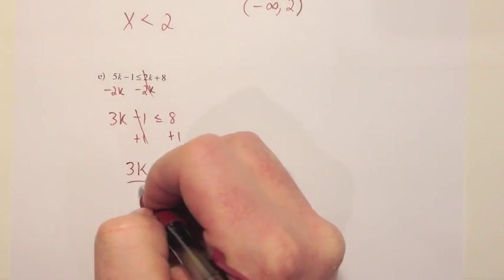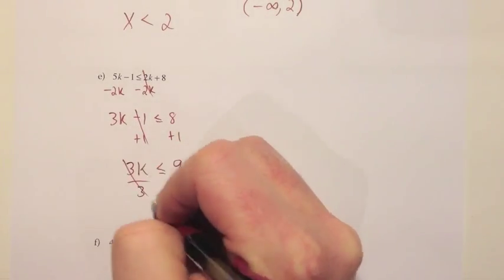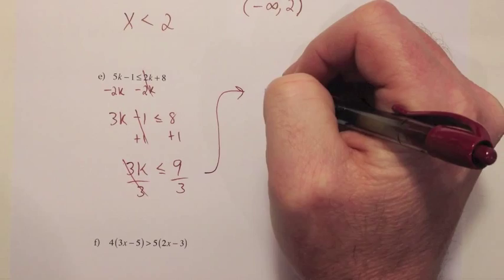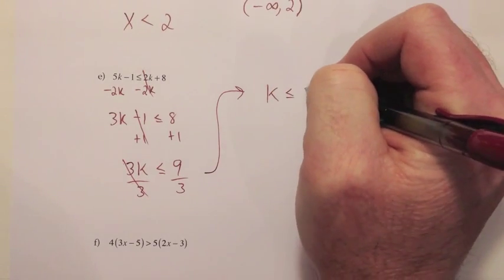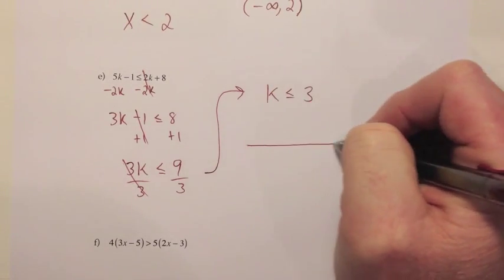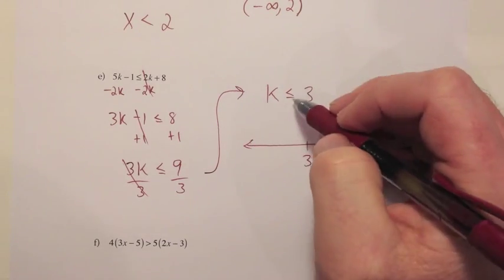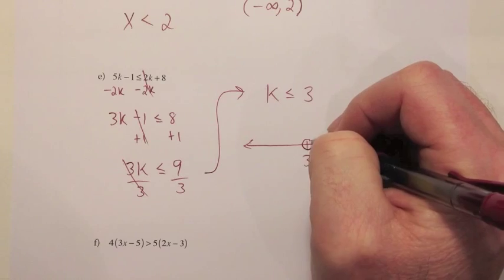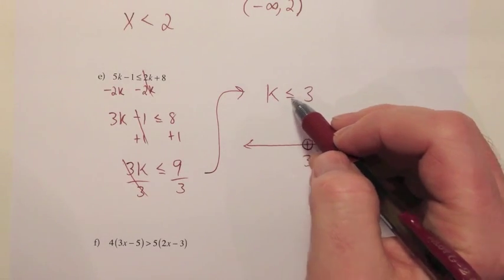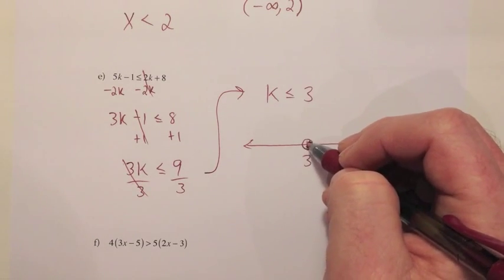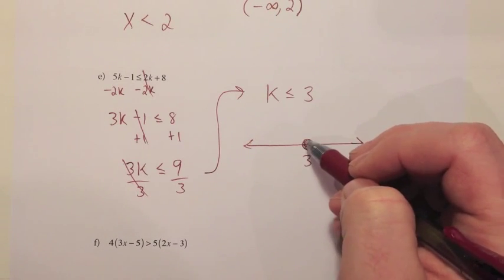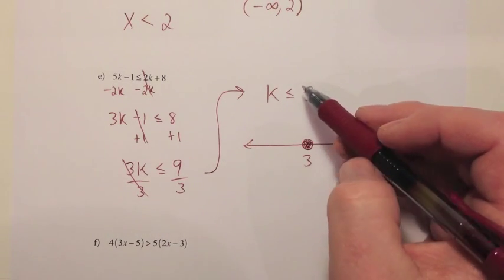3 is connected by multiplication. Get rid of it by division. And it looks like k would be less than or equal to 3. And then the graph of that, I would do my number line. I would put 3 in the middle. You could start with an open circle if you want, but because this says or equal to, we're going to close that circle in. That's the way we show that the 3 is included as part of our solution.